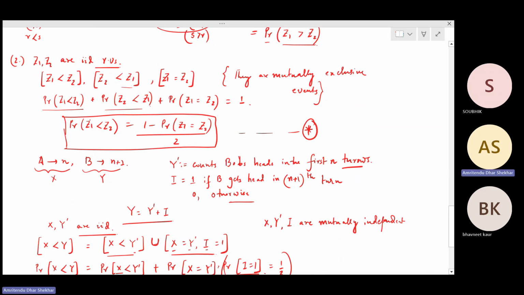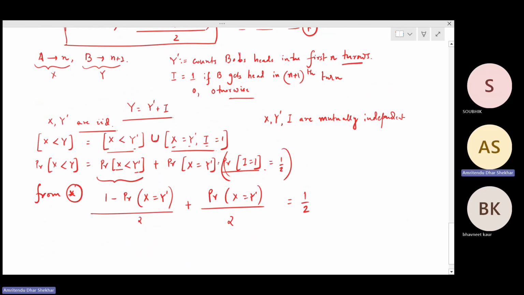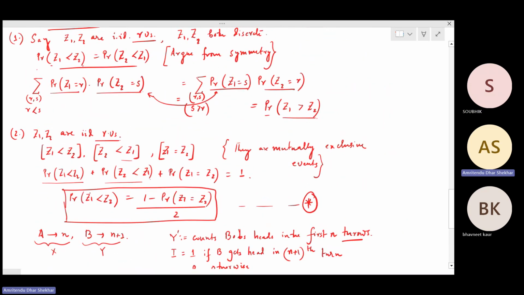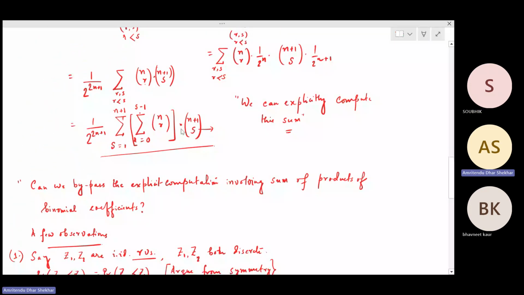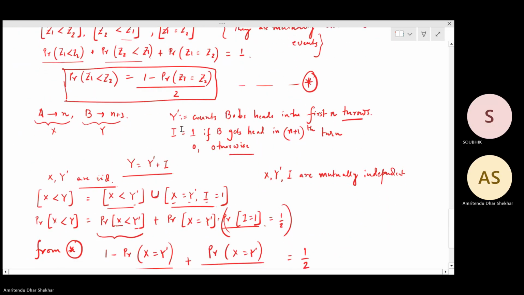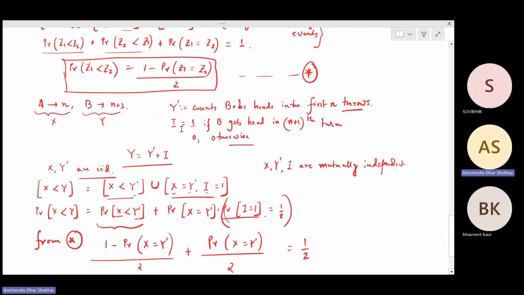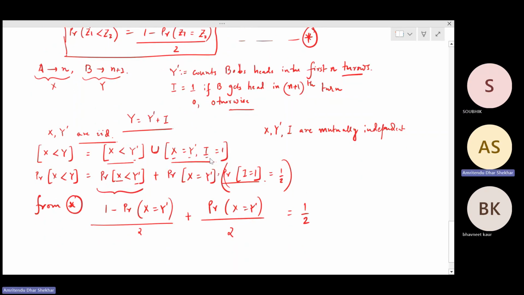So we have effectively bypassed the entire computation. We didn't have to compute a sum of terms which had binomial expressions. We just made use of the information in the problem. Okay.